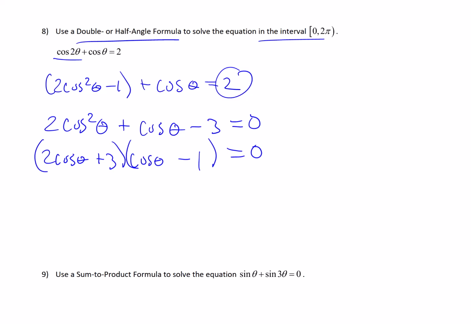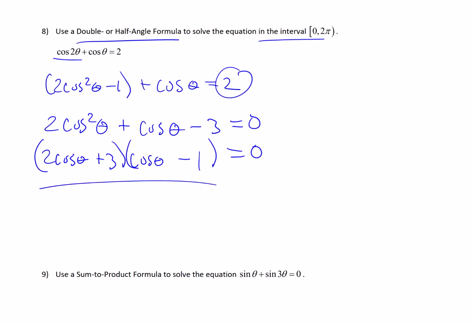So let's check this. First times first would be 2 cosine theta times cosine theta. That's 2 cosine squared theta. That's what we want for the first term. Got it. Outer times outer would be a negative 2 cosine theta. Inner times inner would be a plus 3 cosine theta. Well, negative 2 plus 3 is plus 1, what we want in the middle. And then last times last would give us the negative 3 we want for that third term. Okay, so we've got it.